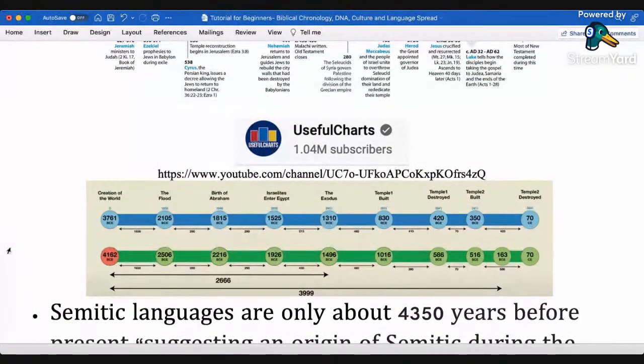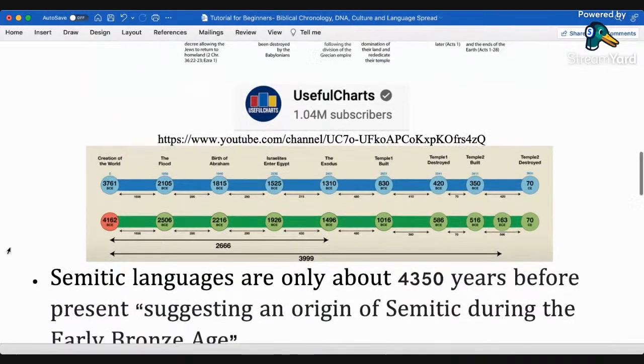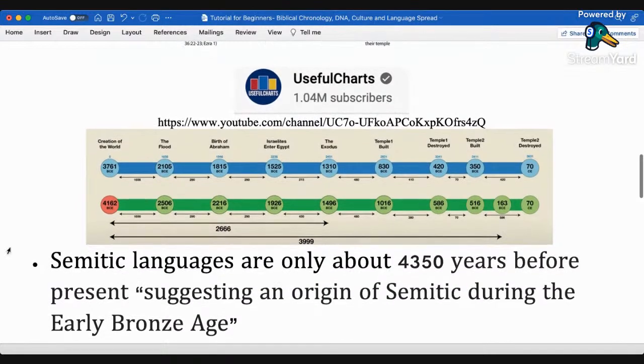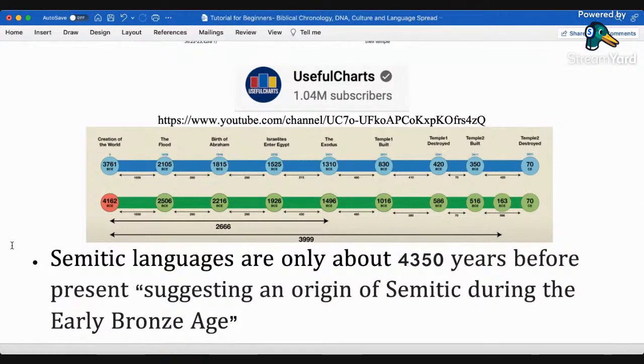And as you look this up, you will find out that there are different timelines based off of their belief of calculating the different periods that occurred, the years between. And I also will show you a useful BC calculator that I use. Now, we see that the flood happened around 2105 BCE.